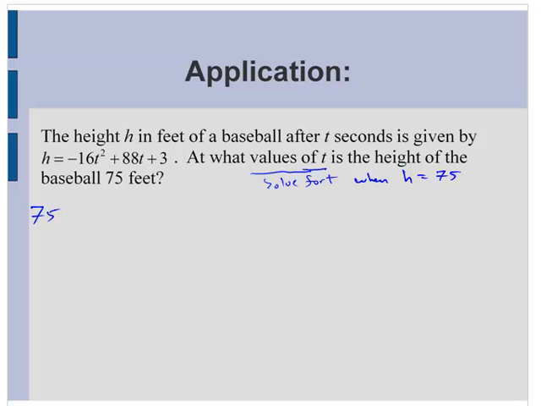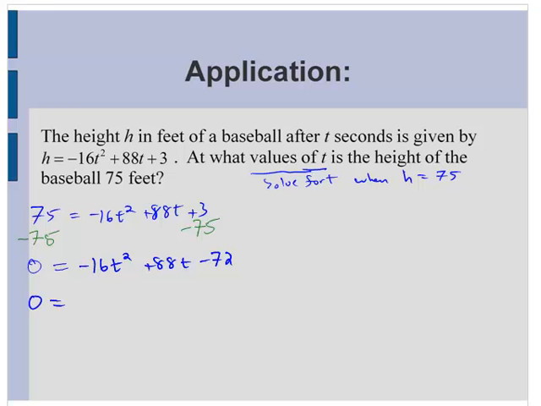Alright, so substituting, we would have 75 is negative 16t squared plus 88t plus 3. Well, let me get the one side to 0 by subtracting 75 from both sides. So that would give me 0 is equal to negative 16t squared plus 88t minus 72. Alright, now, I have an equation. I have a polynomial equal to 0. So let's do some factoring.